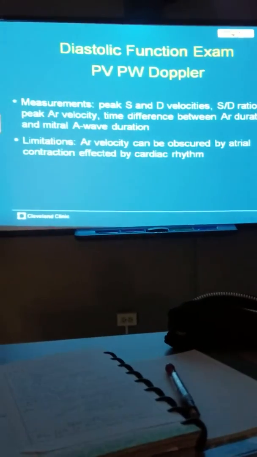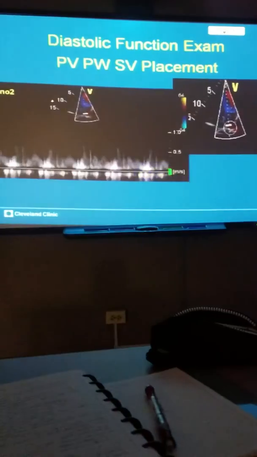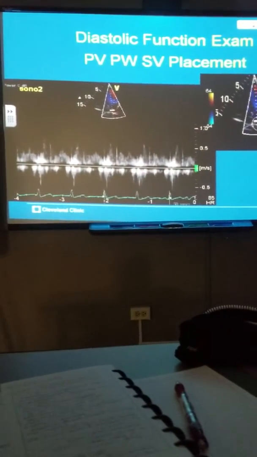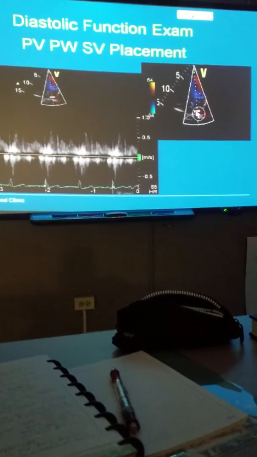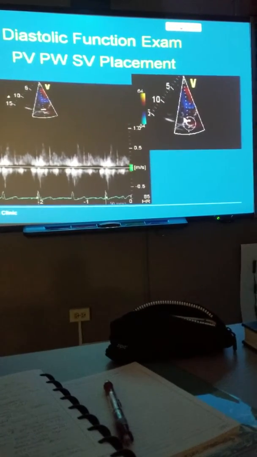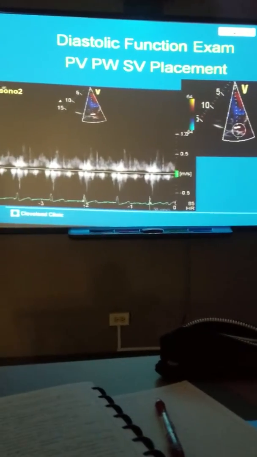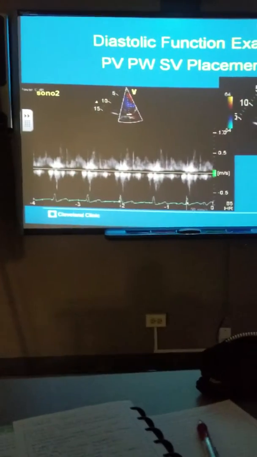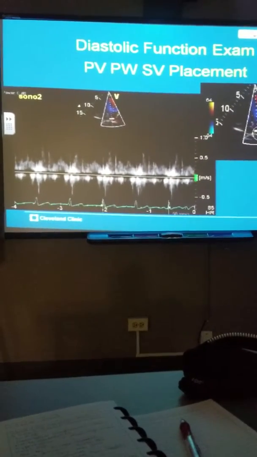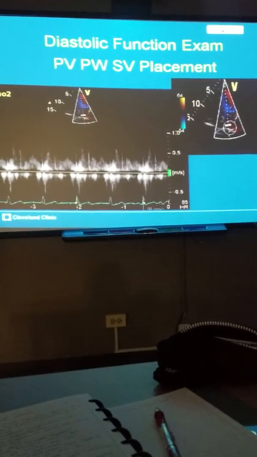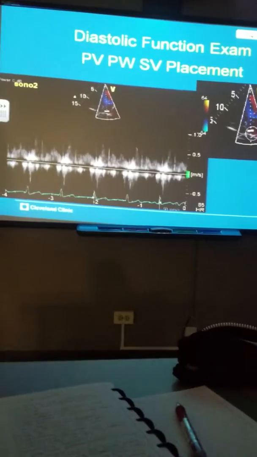Of course, there's limitations. The atrial reversal velocity can be obscured by atrial contraction and affected by cardiac rhythm. So here's an example of the pulmonary veins trying to align with the color into the pulmonary vein. And sometimes what I find with this, because it can be difficult when there's tiny little veins or you have a patient that's a heavy breather, you sometimes really have to use your breathing techniques to bring these in, and sometimes even zooming in on that pulmonary vein and even dropping the color scale to really see the flow in it before you place your sample volume in there.